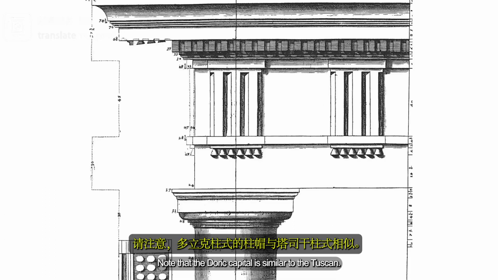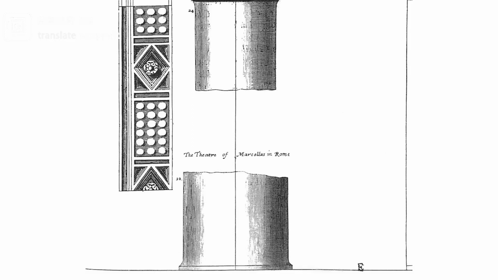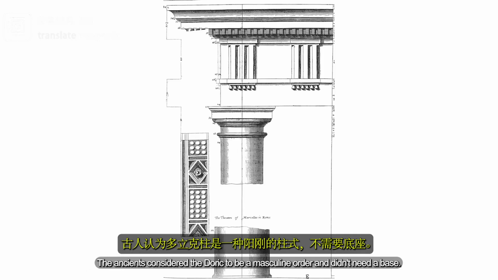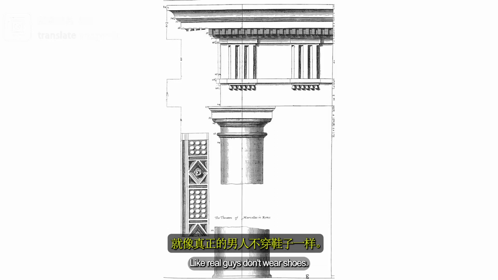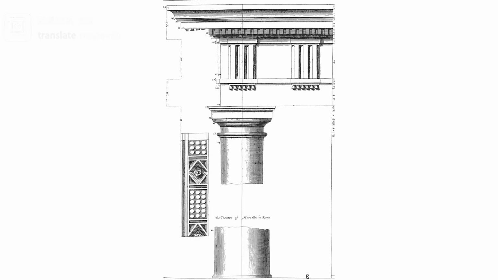Note that the Doric capital is similar to the Tuscan. Note also that the column has no base. Ancient Roman Doric columns may or may not have a base. The ancients considered the Doric to be a masculine order and didn't need a base. Like real guys don't wear shoes. Greek Doric columns, as we will see, never ever have a base.